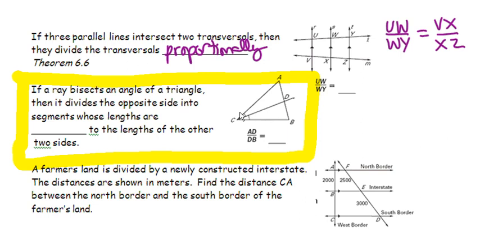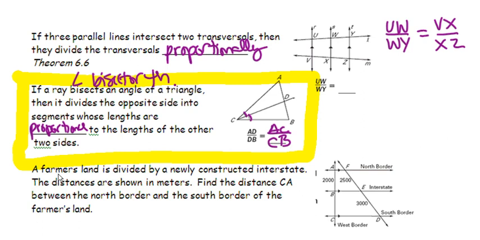If I have a ray and it bisects an angle of a triangle, then it divides the opposite side into segments whose lengths are, oh, there's that word proportional again, proportional to the lengths of the other two sides. So what this is saying is, here I have an angle bisector, and we call this our angle bisector theorem. And if I have an angle bisector, then it divides the side of my triangle into a ratio, right, AD to DB, and the sides of my triangle are going to be proportional to that. So AC, because it's the part that goes with the segment that's on top, goes on top, and then CB is going to go on the bottom.